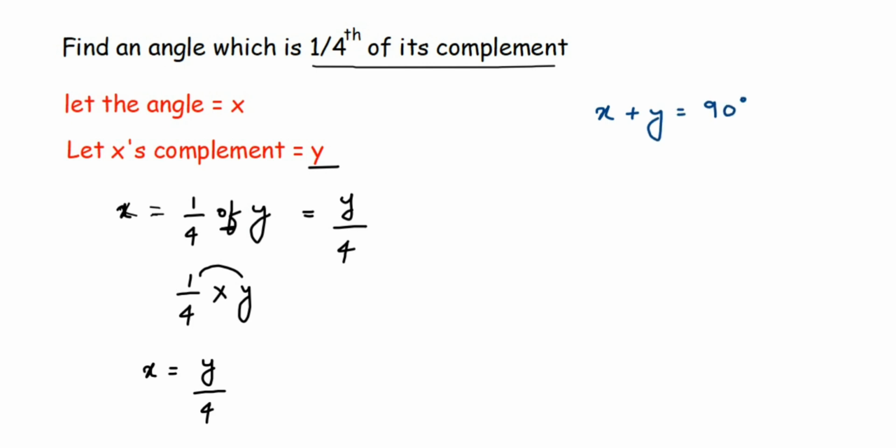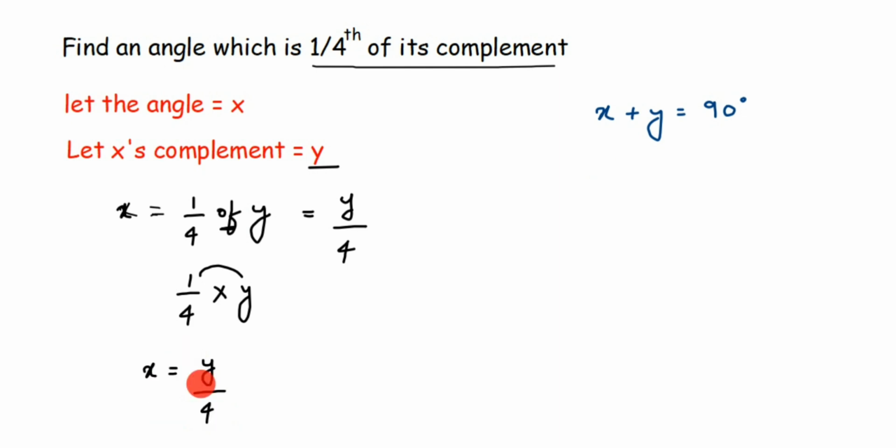Now there are two ways of doing it. We know x equals y over 4, so we can substitute this fraction here. But when we substitute this, we get fractions. We have to take the LCM and then solve it. The other way is we can solve it here itself.